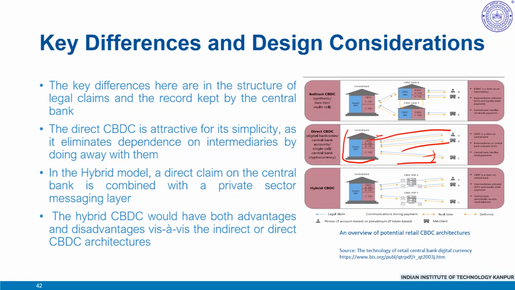The direct CBDC model is attractive for its simplicity as it eliminates the dependence on these intermediaries. No intermediary here, doing away with them. However, this entails compromises in terms of payment systems reliability, speed, and efficiency. One aspect is that building and operating technical capacity on this scale is often viewed as being better undertaken by the private sector. So generally it is considered that private sector intermediaries can do this KYC and operational requirements better, as seen in today's credit card networks and so on.